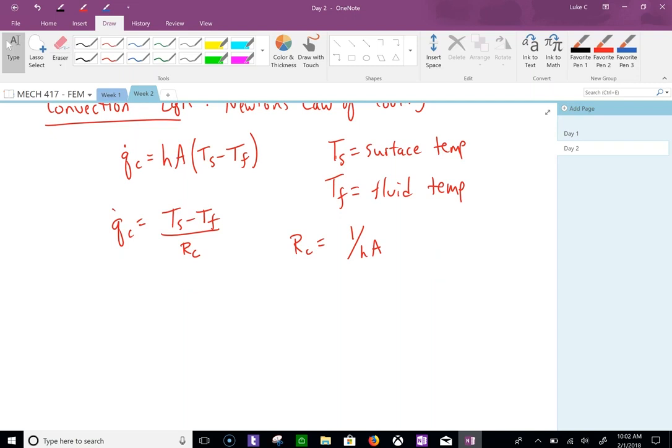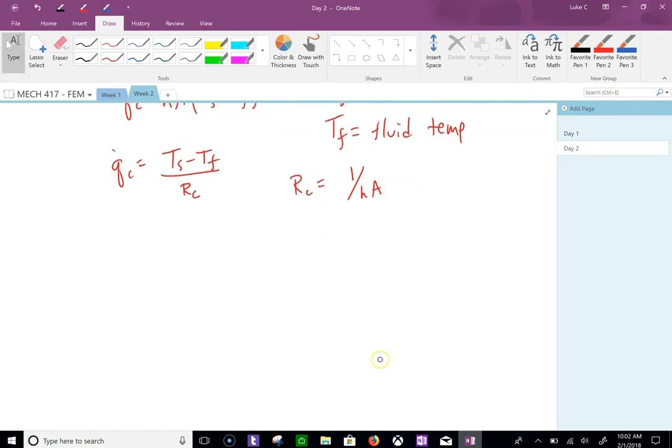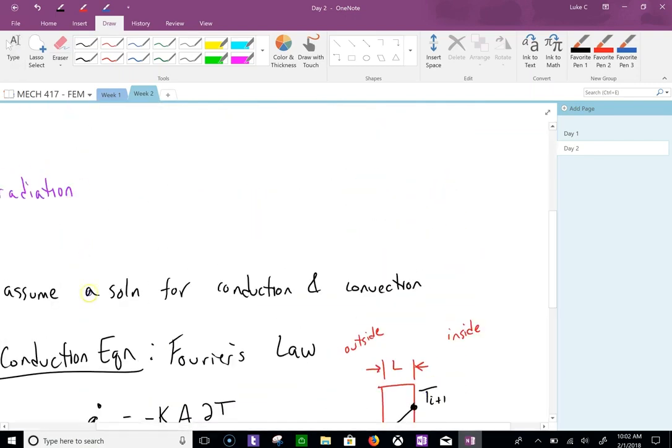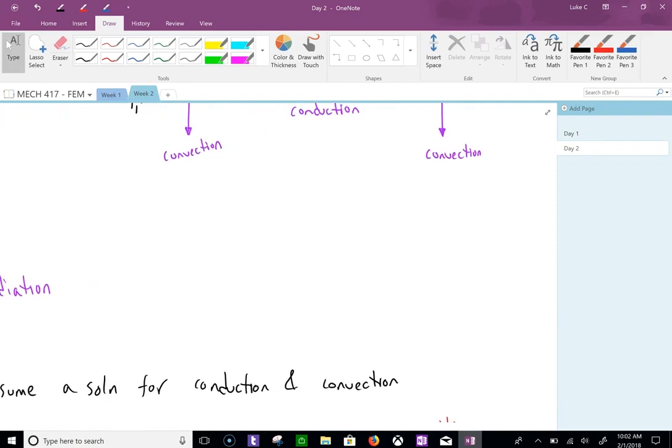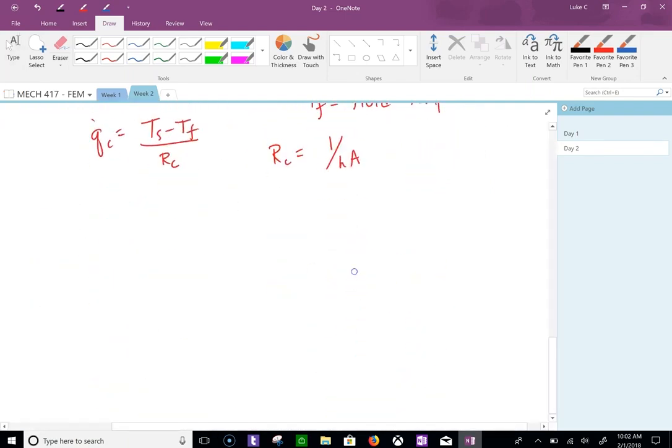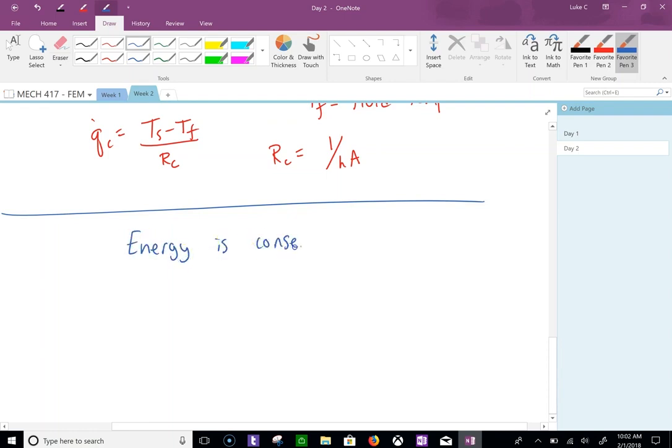So now we know conduction, convection that we're looking at. You could also include radiation too, right? Because you know the radiation equation, but to make it easier, we don't have to worry about that. So let's go back up to this. And actually, I can redraw it. So in this case, energy is conserved, right? So what does that mean? E dot in equals E dot out. We're going to do a very simple, crude one.